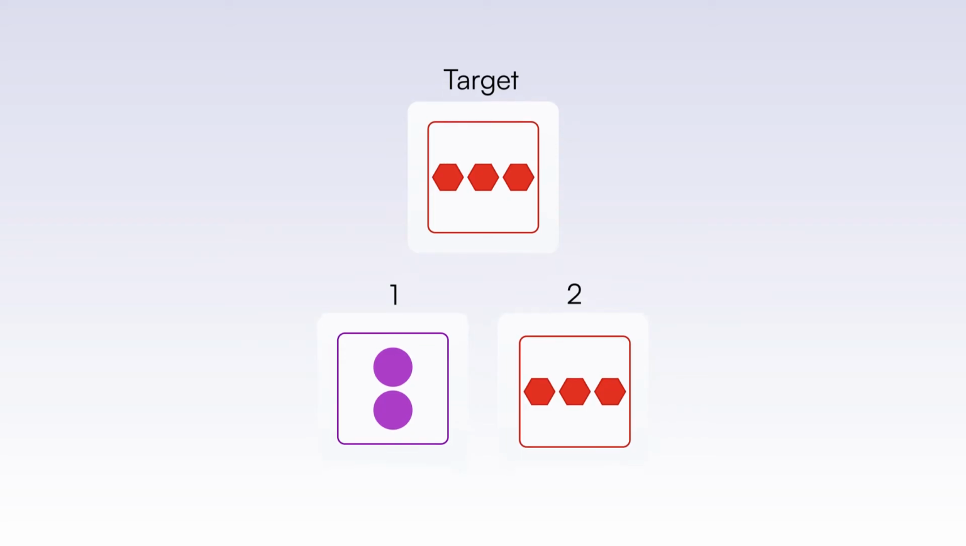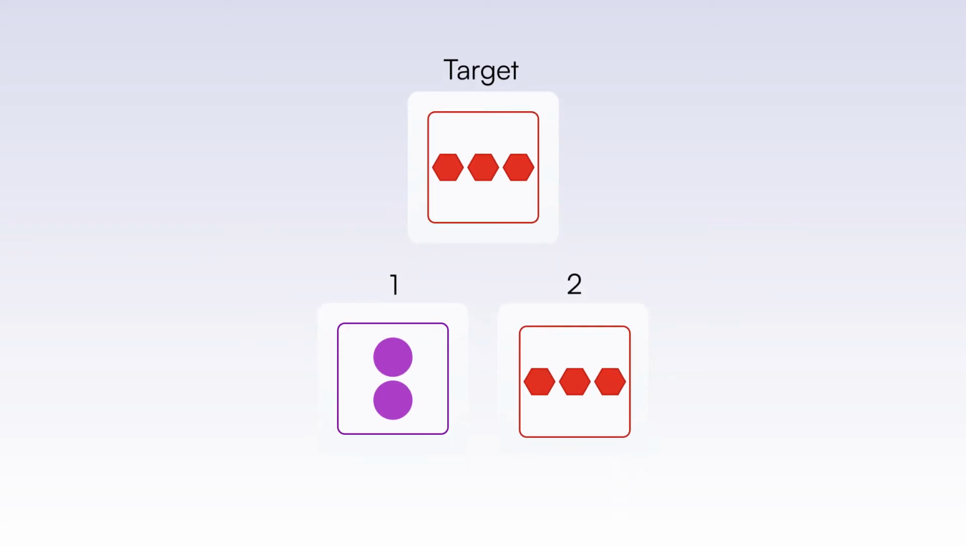Let's look at an example question. Which of the two images at the bottom is a closer match to the image at the top? A, number 1, or B, number 2? Image number 2 is the same as the target image at the top. It matches in all four characteristics. Therefore, the correct answer is number 2.